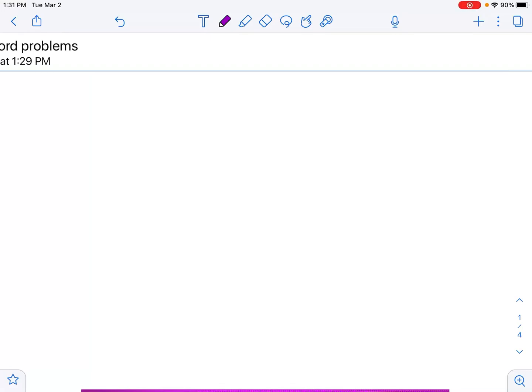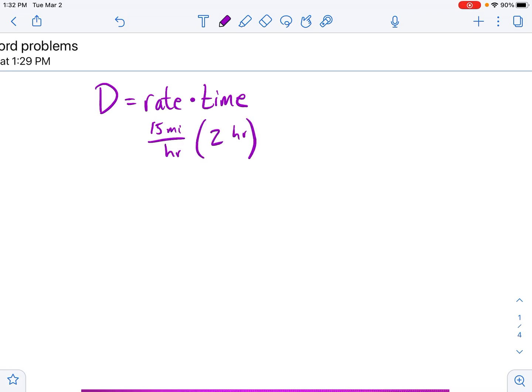When looking at motion problems, the main formula that you're going to rely on is that distance equals rate times the time. So think about it. You're going 15 miles an hour for 2 hours. So you went 15 miles per hour for 2 hours. Yes, that makes sense that you went a total of 30 miles.